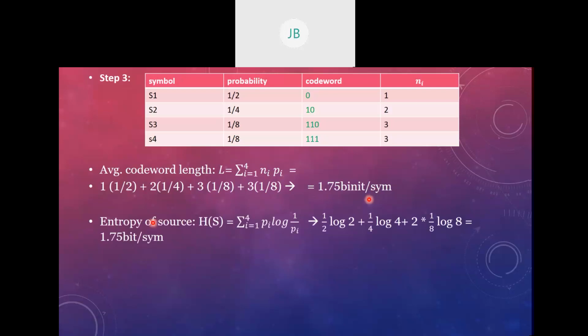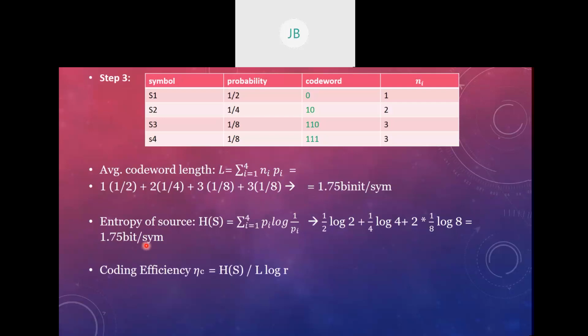Next, we find the entropy of the source. We are very much aware of finding the entropy. Entropy is nothing but the summation of pi log 1 by pi. So summation here is for all the symbols to be transmitted or encoded. So we know the probabilities. You can easily find the entropy. So 1.75 bits per symbol.